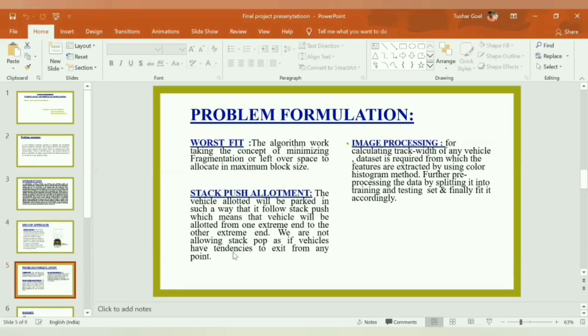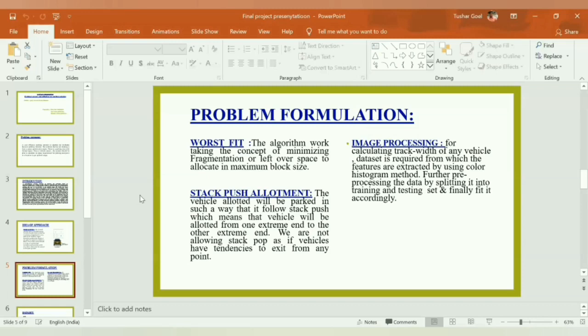Next is our problem formulation. There are some terminologies which we are using, like best fit, stack push allotment, and image processing. Best fit is the concept of minimizing the fragmentation of the leftover space to allocate in a maximum block size. And stack push allotment means the vehicle allotted will be parked in such a way that it follows a stack push, which means the vehicle will be allotted from one extreme end to the other extreme end. Vehicles will have the tendency to exit from any point.